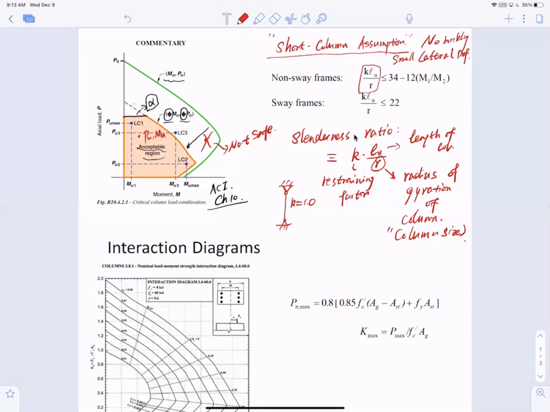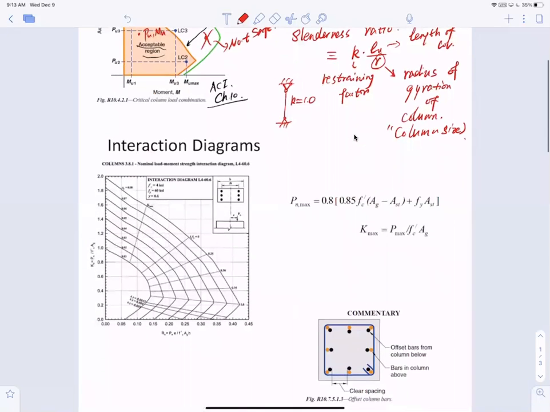Typically, we're dealing with short columns. In real construction for reinforced concrete design, very few cases will deal with longer or slender columns. So in most cases, we're focused on short columns. That's just one point I want to make clear.